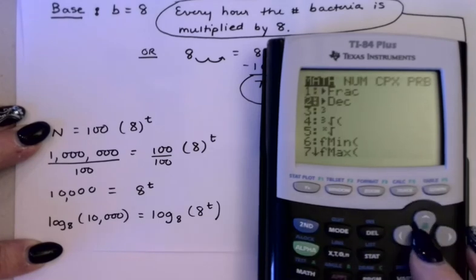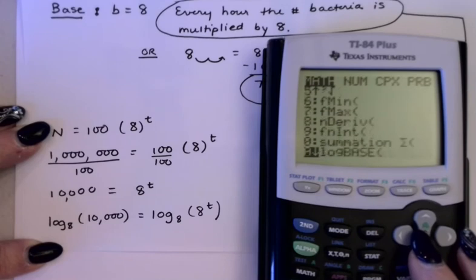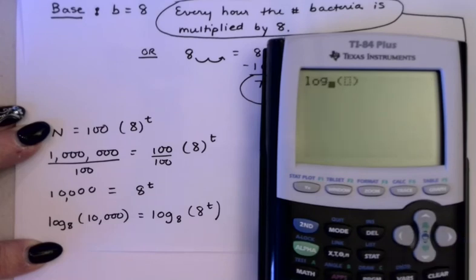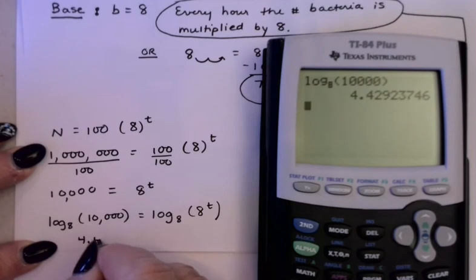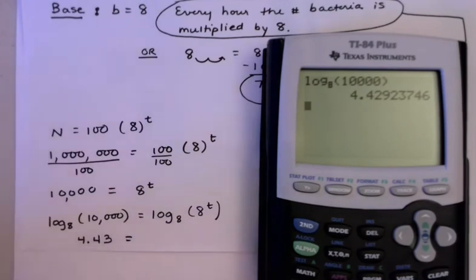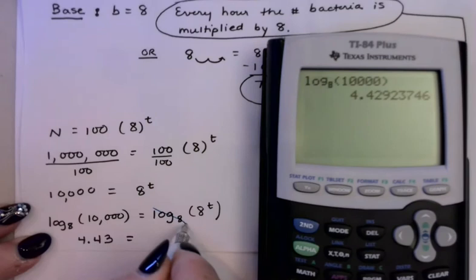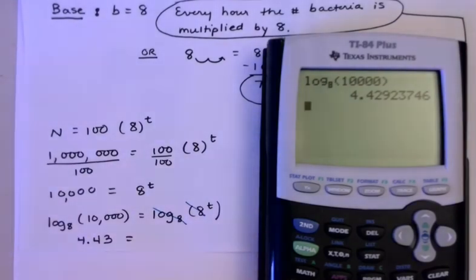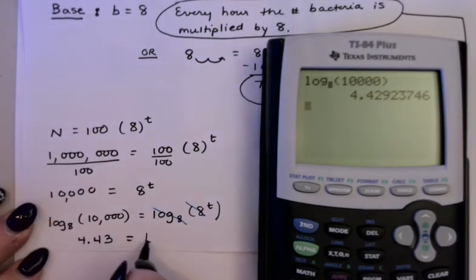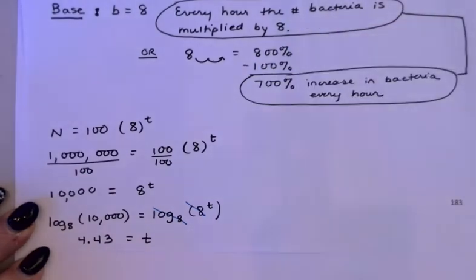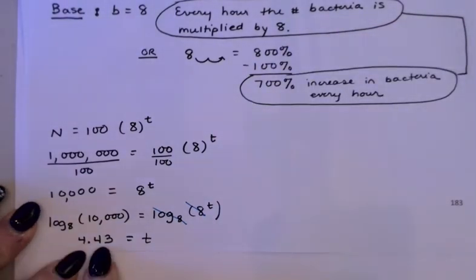Math menu and down to that log base. Is about 4.43. And of course on the other side, the exponential and the log base 8 are inverses, so I just have the t left. So it takes a little less than 4.5 hours for our 100 bacteria to become 1 million bacteria.